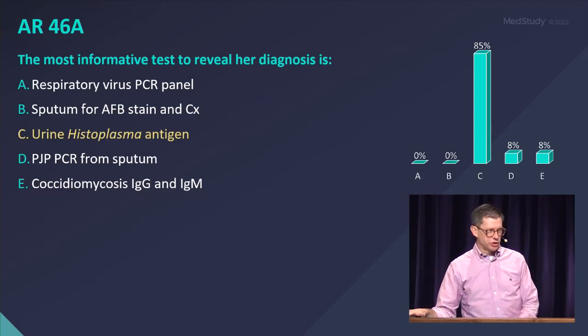Also, they're not going to give you geography if they want you to know it's PJP. And coccidioides, right, that's going to be in the Southwest, not in Western Ohio. So the answer is urine histo antigen. You can also do serum histo antibodies as well.